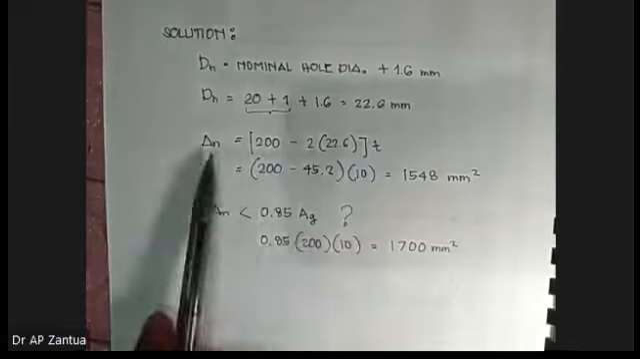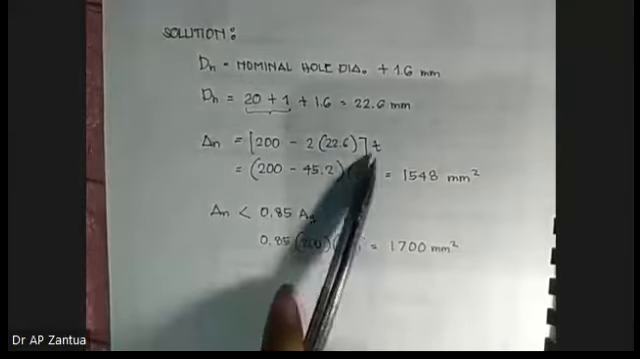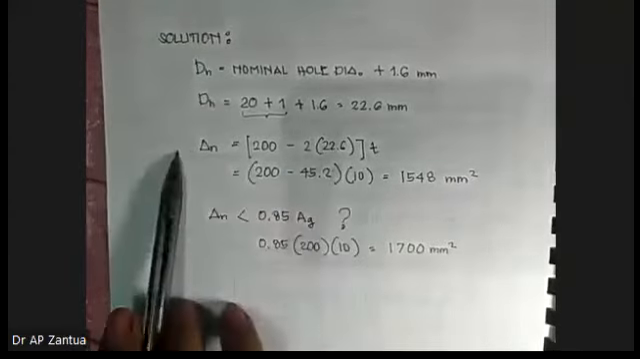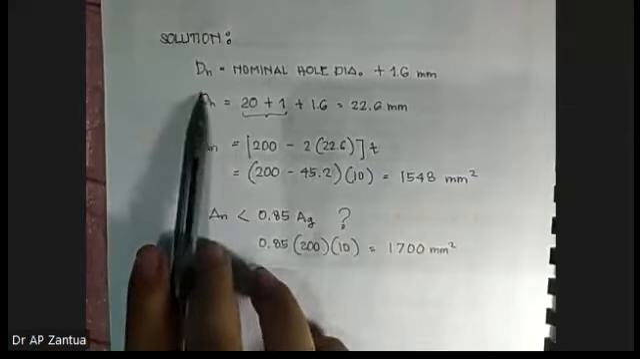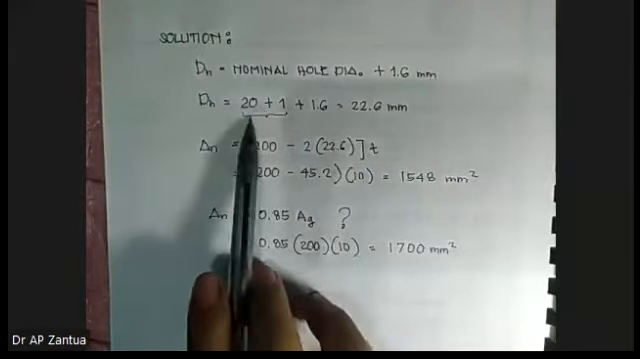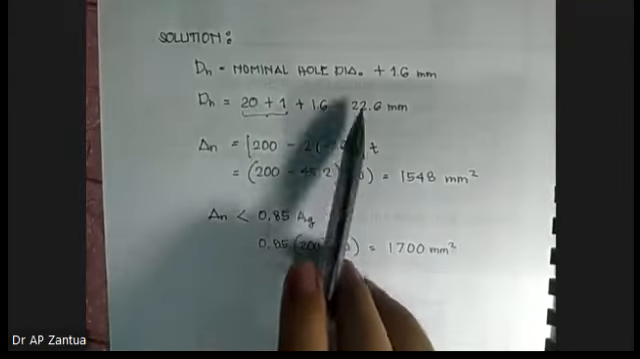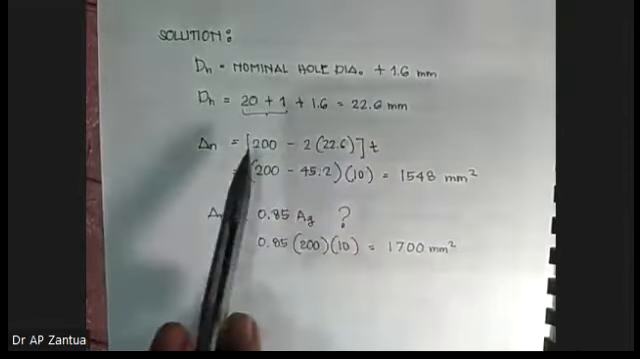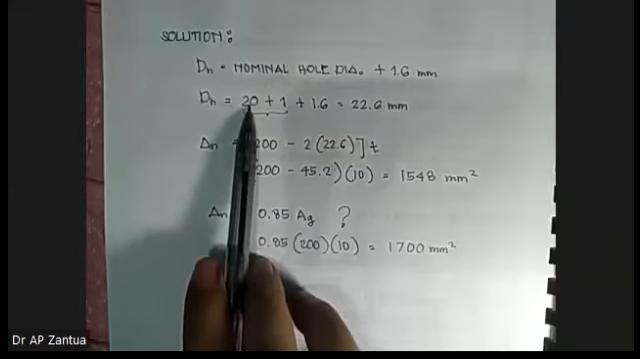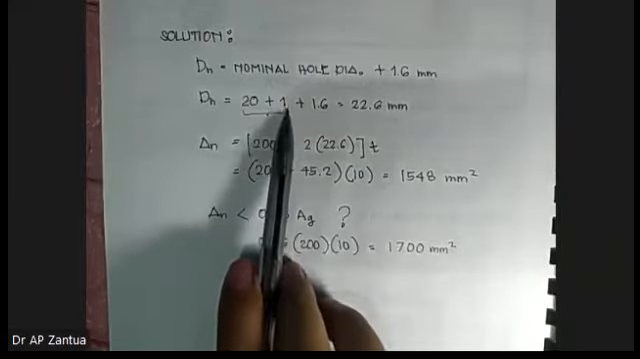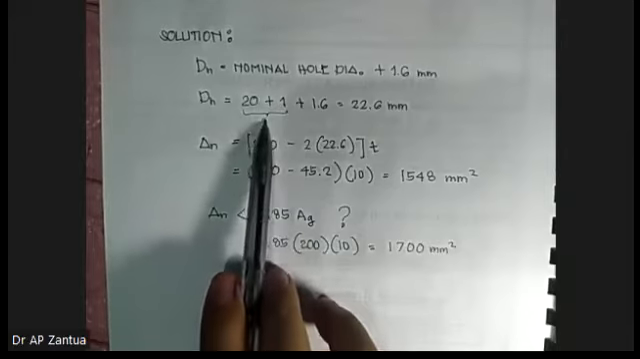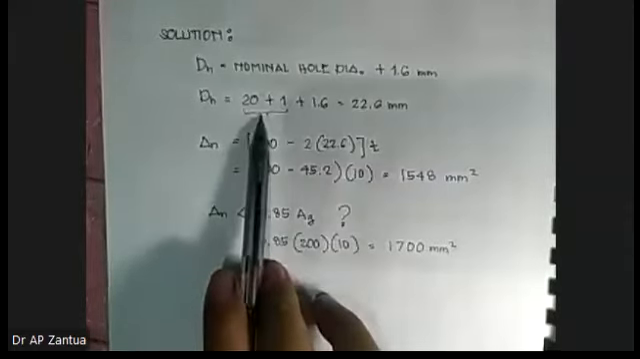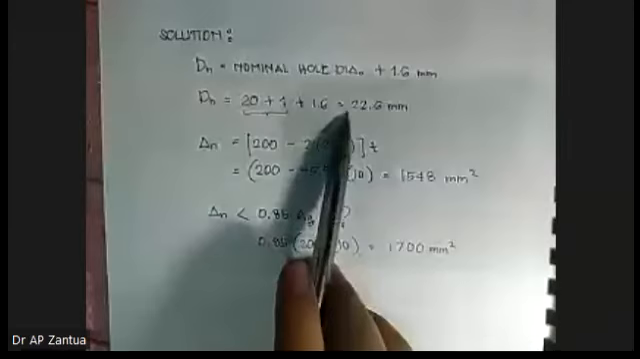We already gave this formula on the previous page. From the previous example, we found out that the hole diameter is actually 21 plus 1.6, that is 22.6 mm. So that is for the 20 mm diameter bolt. We have an allowance, 20 plus 1 is 21. That is the standard diameter, so plus 1.6, that is the hole diameter.